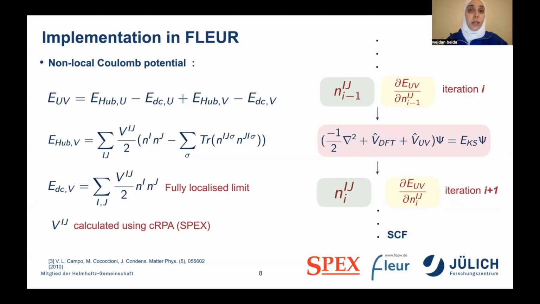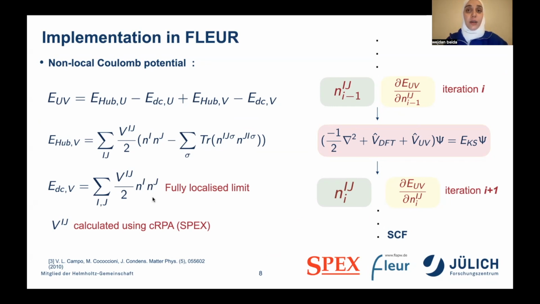You are already familiar with the on-site energy Hubbard term and double counting term. Now I will introduce the Hubbard energy term, which is responsible for the V, and in the plus V, we took only the double counting, which is in the fully localized limit. So it is either fully present or fully absent.